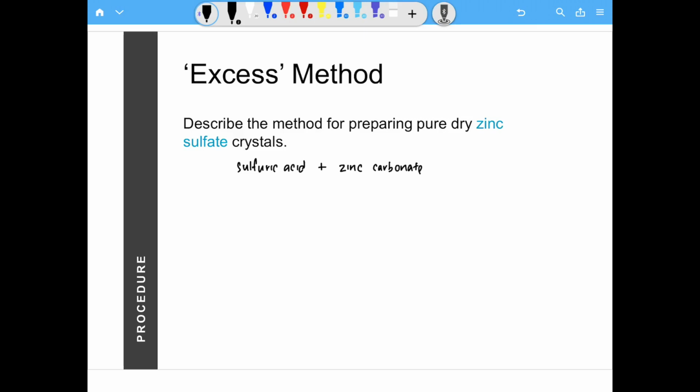First I will put sulfuric acid in a beaker, and then I will add an excess of zinc carbonate.